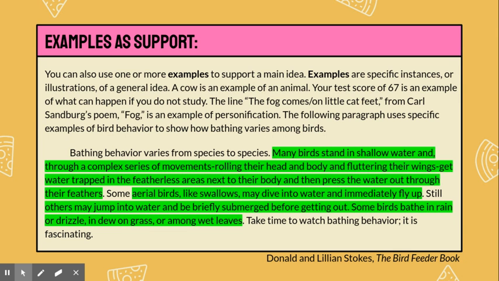The following paragraph uses specific examples of bird behavior to show you how bathing varies among birds. Bathing behavior varies from species to species. Many birds stand in shallow water and, through a complex series of movements, rolling their head and body and fluttering their wings, set water trapped in the featherless areas next to their body, and then press the water out through their feathers. Some aerial birds, like swallows, may dive into water and immediately fly up. Still others may jump into water and be briefly submerged before getting out. Some birds bathe in rain or drizzle in dew on grass or among wet leaves. To take time to watch bathing behavior, it is fascinating. So you will see what is highlighted is an example of how bathing behavior varies from species to species.